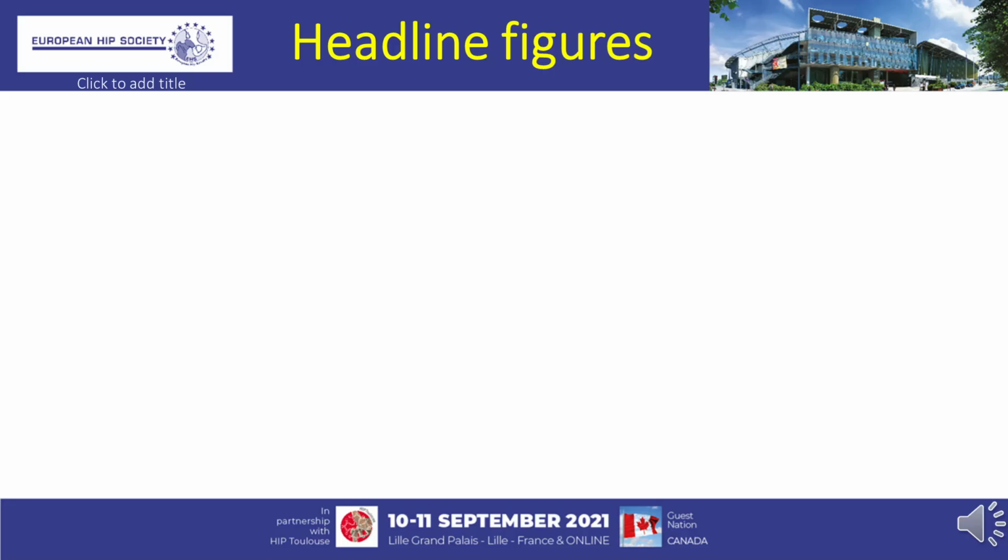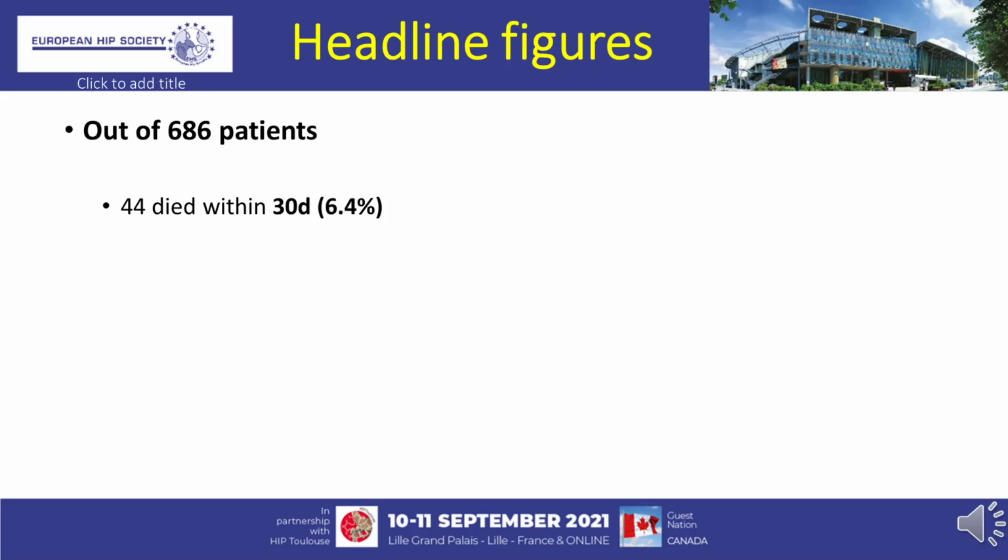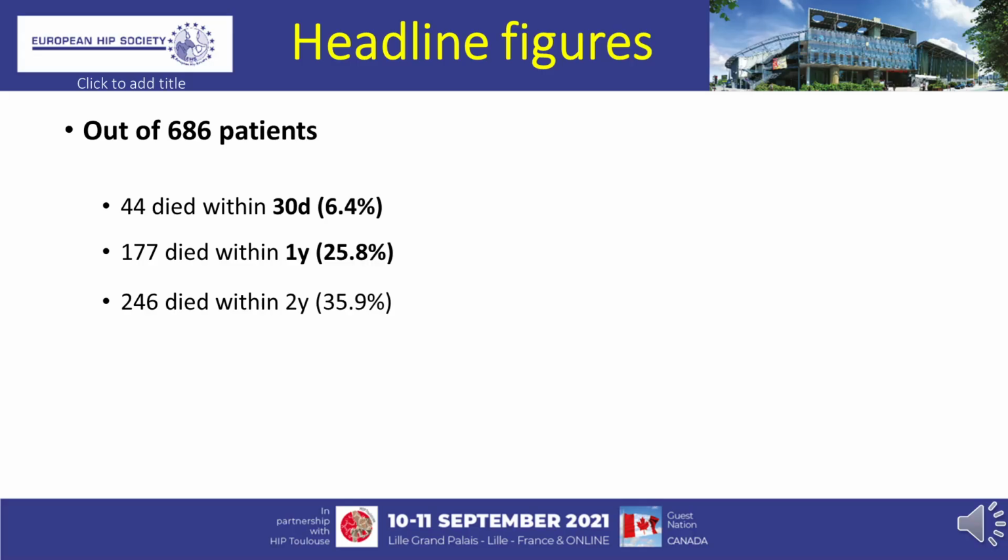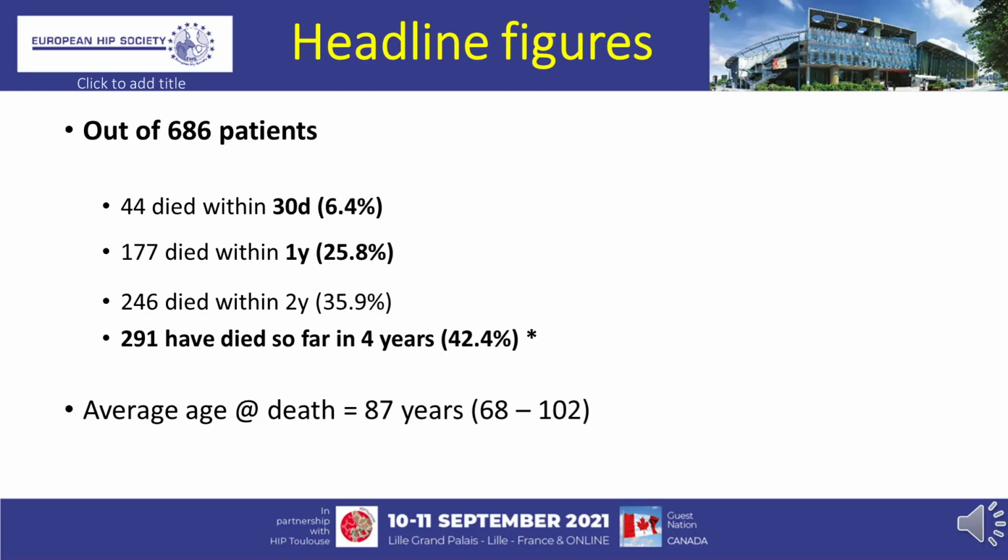The headlines now. Out of the 686 patients, 44 died within 30 days, i.e. 6.4% mortality rate. Nearly 26% died within a year, 36% died within 2 years, and so far, 42.4% patients died at the last follow-up around 4 years. The average age of death was 87 years.